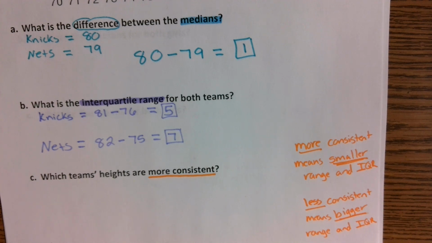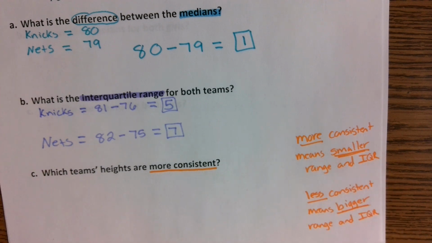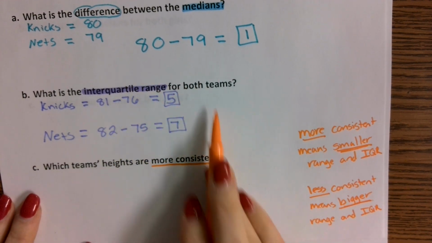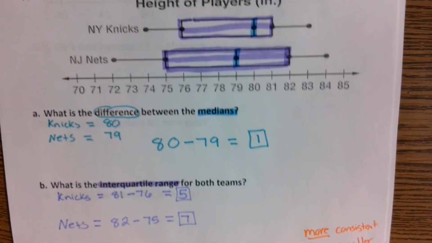But if I have a student who is scoring a 64 and a 71 and a 68 and a 70, then I have a better idea of how they're going to do because their data is more compact together. Okay, they're not spread all over the place. So more consistent is a smaller range. Less consistent is a bigger range or interquartile range. So here we're looking for more consistent. I already know what the interquartile range is. So now let me go ahead and take a look at what the actual range values are going to be.